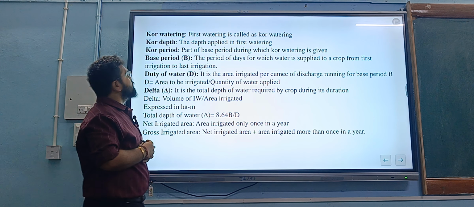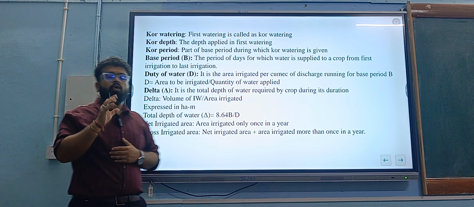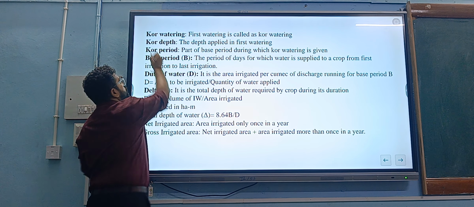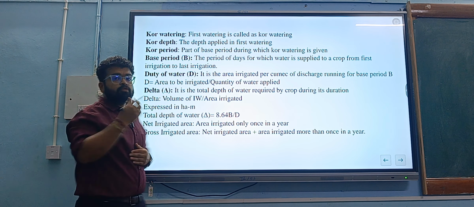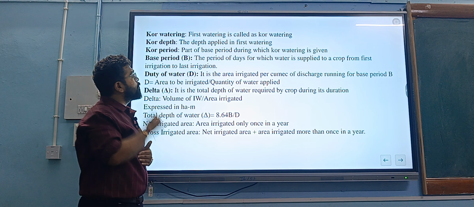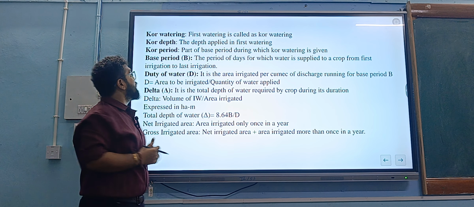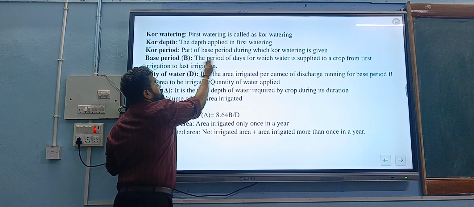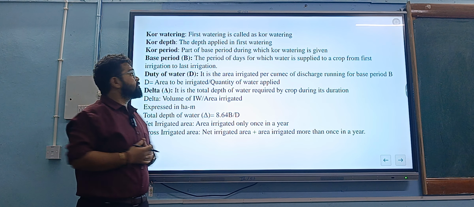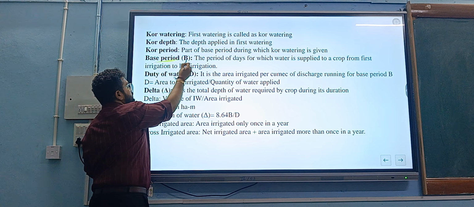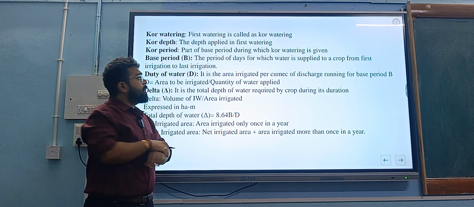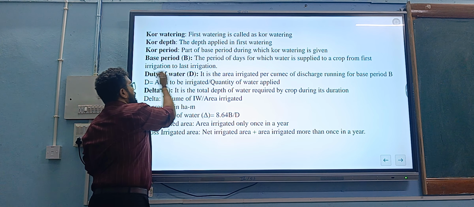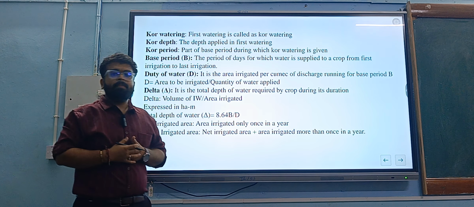What are they? Core watering. Core means first. The first watering is called core watering. The next is core depth. The depth of the first irrigation, or depth applied in the first watering, we call core depth. Then core period: it is the part of the base period during which core watering is done. And the base period: what is the base period? The period of days over which water is applied to a crop from first irrigation to the last irrigation, we call it the base period.